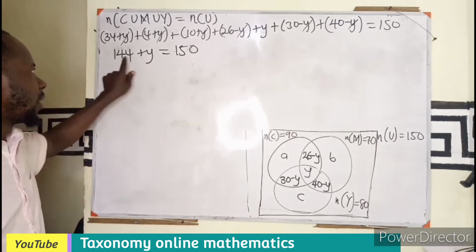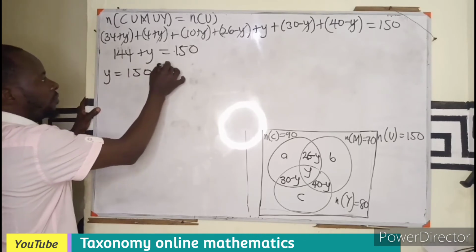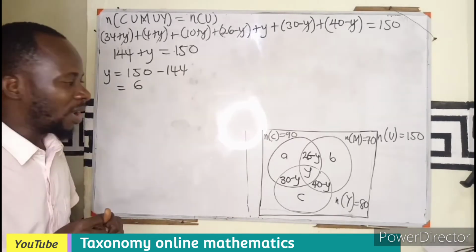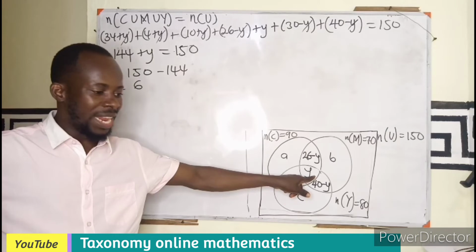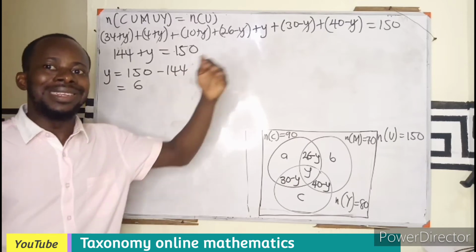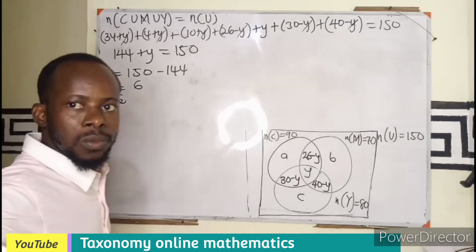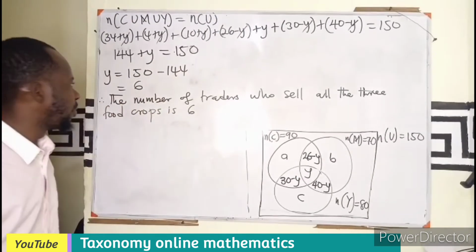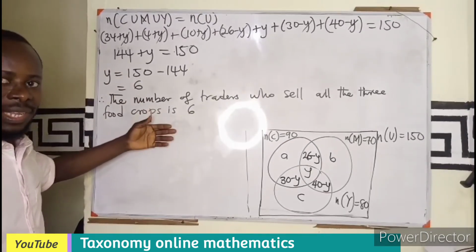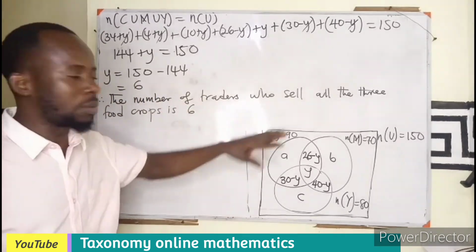But we are looking for the y. So we transpose this. So y equals 150 minus 144, and that is going to be 6. Don't forget that 6 is going to sit in here. And the second question is what? Find the number of traders who sell all the 3 food crops. So, therefore, the number of traders who sell all the 3 food crops will be 6. Still 6 traders sell all the 3 food crops as the final answer.